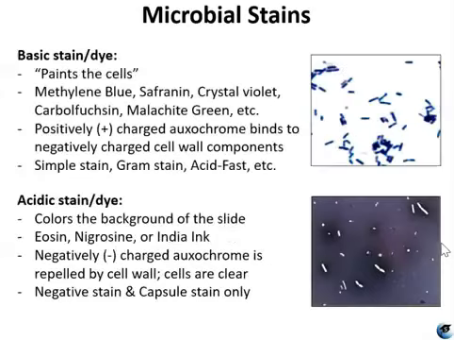In the last slide, I did mention a basic stain. A basic stain is essentially like paint. It paints the cells. That is, the cells retain the color while the background stays clear. And this works because a basic stain has a positive charge that is attracted to the negatively charged cell membrane. Examples of basic stains include methylene blue, safranin, crystal violet, carbolfuchsin, malachite green, and a few others like brilliant green K, a couple of others that you will see in upcoming labs.